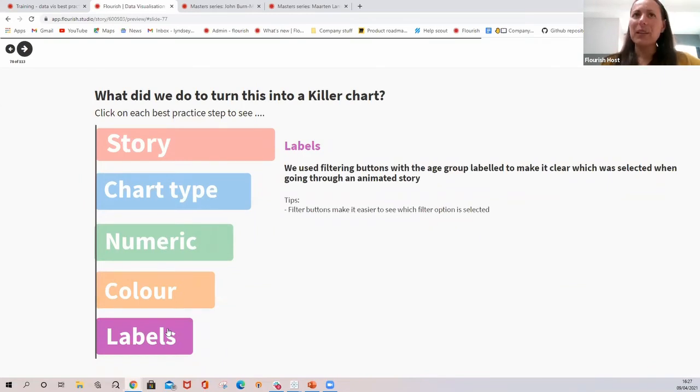We use filtering. We use labels and filtering buttons to step through the different age groups and make it more of a richer story on how this changes for different groups of people.